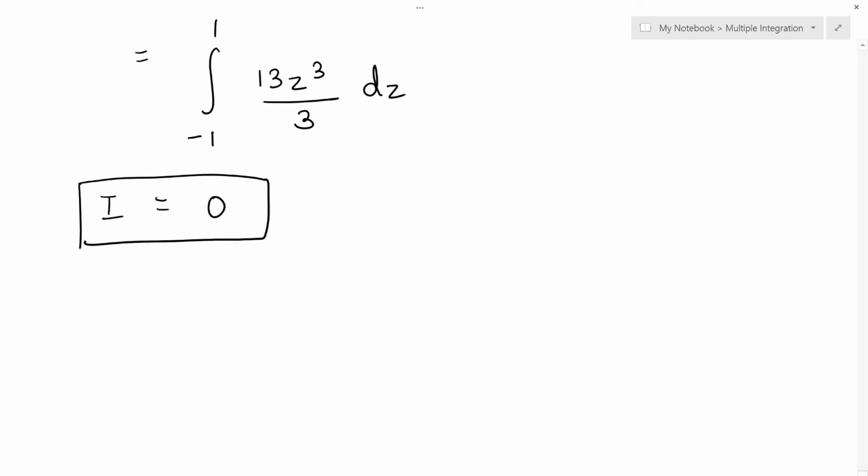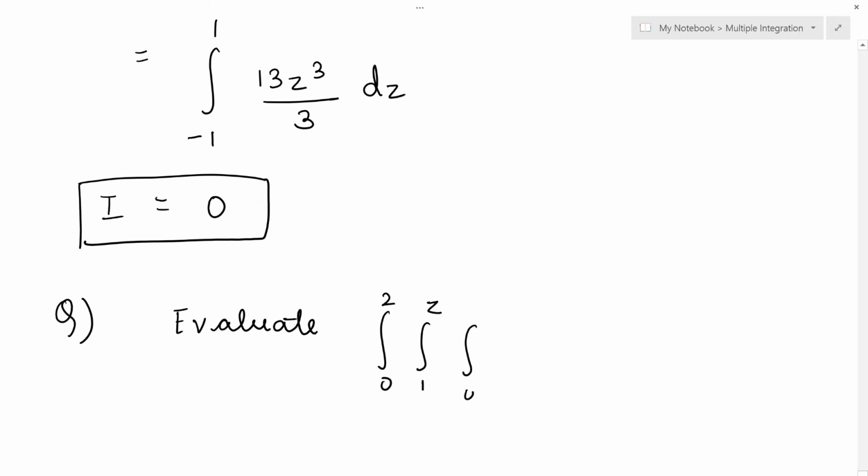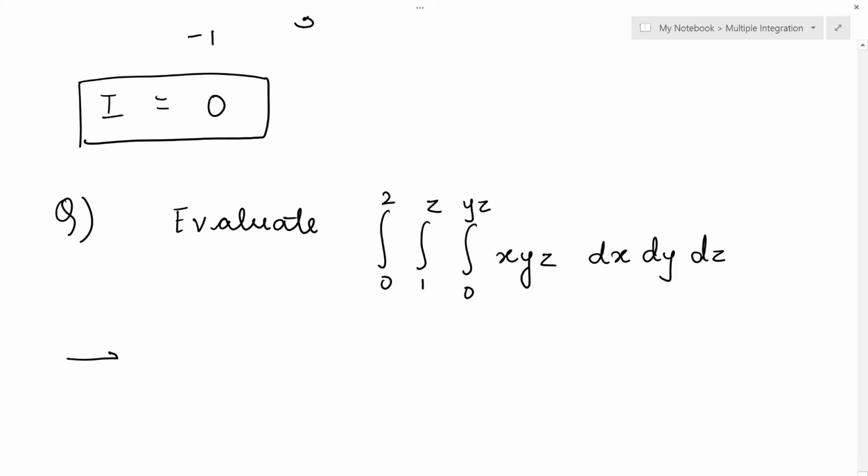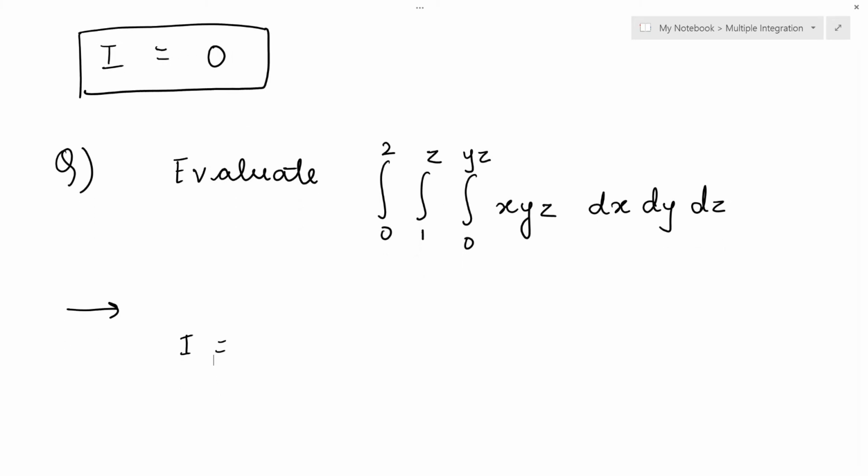Next sum. Evaluate the integral from 0 to 2, 1 to z, 0 to yz, of xyz dx dy dz. Now, please identify the limits of integration. I won't do I1, I2 now. I will do the sum directly because we have done many sums like that.